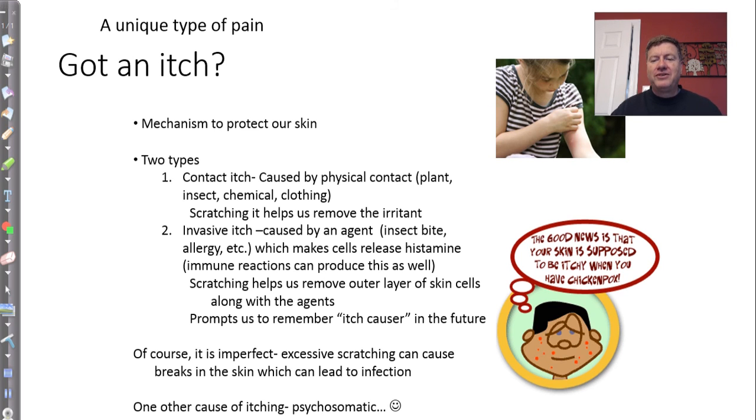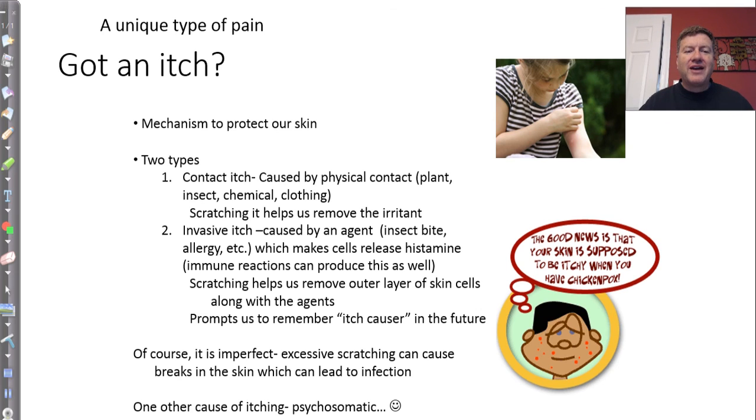One final point I want to mention here deals with a unique kind of pain, itching. When we talk about itching, what's going on here and why is it a different kind of pain signal? It actually is a mechanism to protect our skin. Lots of things can stimulate our skin to itch. It can be anything from insect bites to certain kinds of chemicals can cause us to want to scratch our skin. So we look at two types of itch, and there are two different mechanisms involved here.